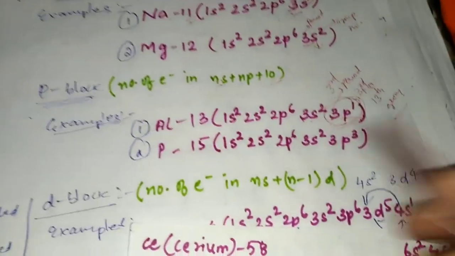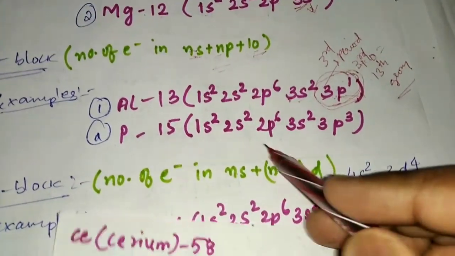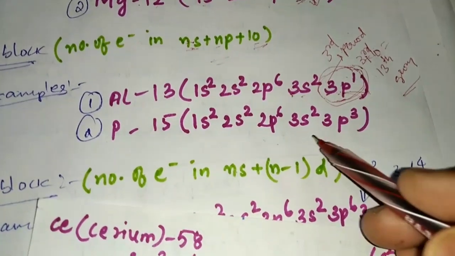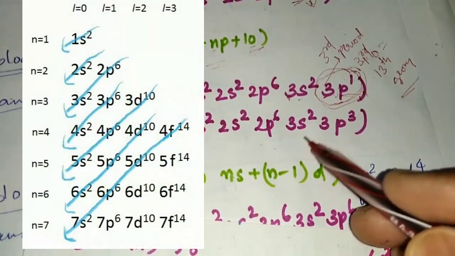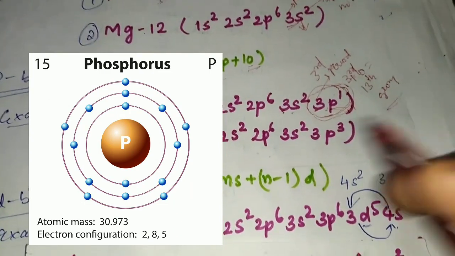So next one, phosphorus also. Write down the electronic configuration by yourself. For this electronic configuration you need to follow the above principle only, so according to the increasing energy levels, you have to fill it out. I hope you all are clear with this.